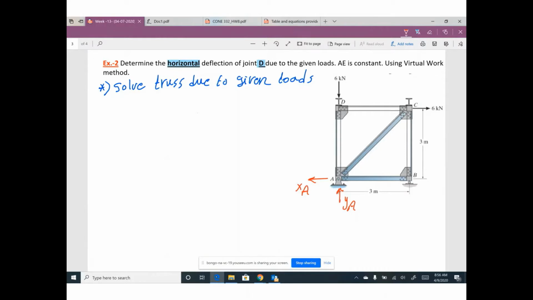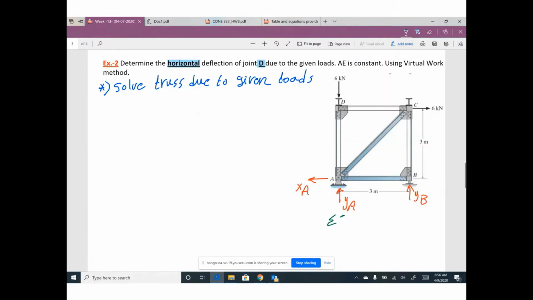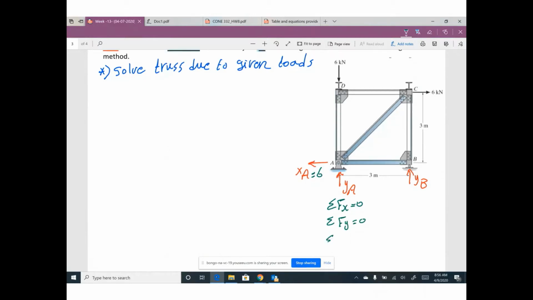We have reaction at B, YB. We have 3 equilibrium equations. Summation F of X equals 0. I think this reaction will be 6. If you apply summation F of Y equals 0, or summation moment at any point equals 0, I can figure out the remaining reaction. For example, reaction YB will be 6 times 3 divided by 3, which is 6.